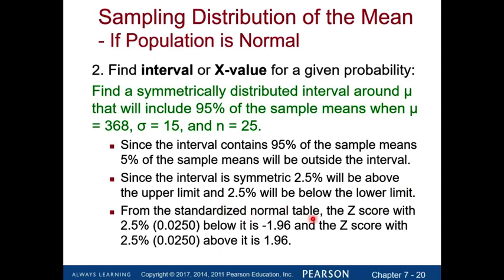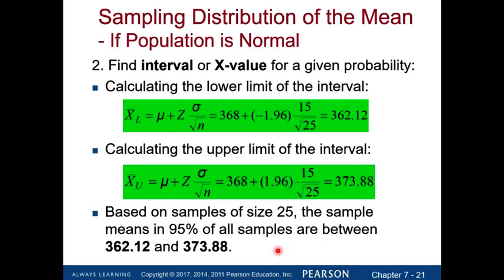And from the z-table, the z-score with 2.5% lower tail probability is negative 1.96. And the z-score with the 2.5% right tail probability is 1.96.